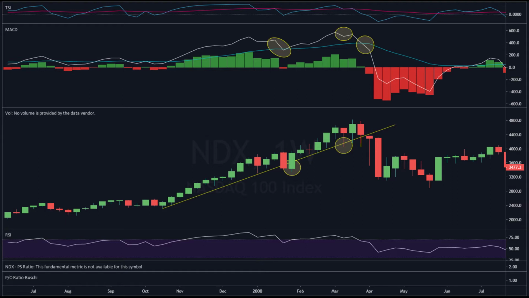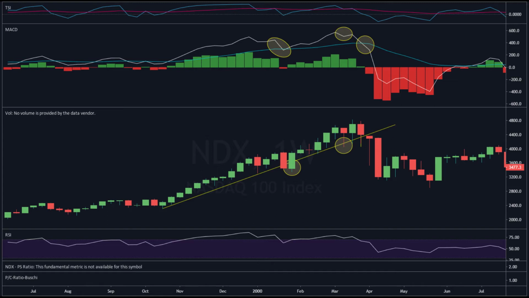And you see in the second incident, yes, we did pierce below the trend line, but we did not pierce below the average, and we did not make red impressions in the weekly MACD indicator. So that was another false alarm if you were paying attention. Now, the third one that actually did break the market looks very different.